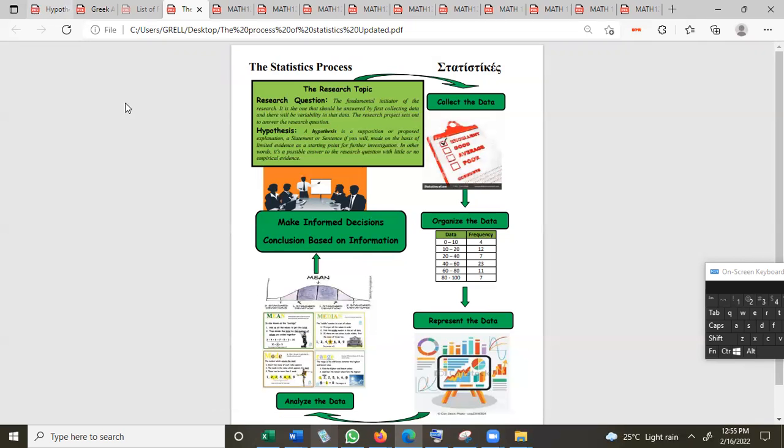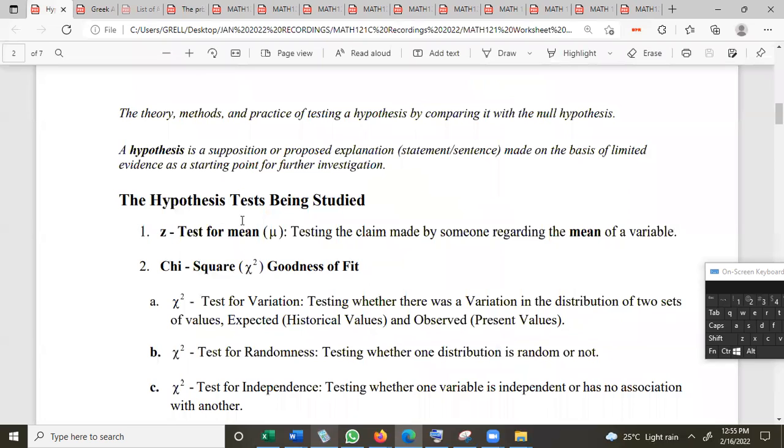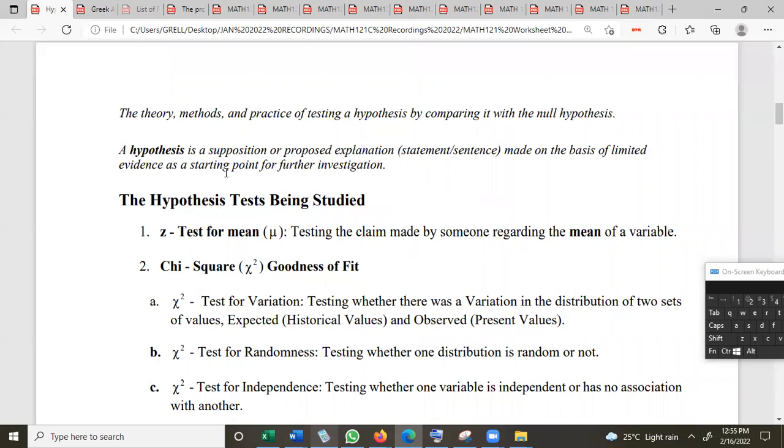So the hypothesis test being studied, or as we say, a hypothesis is a supposition or proposed explanation made on the basis of limited evidence as a starting point for further investigation. So you start the research by making a hypothesis, and you conduct the research to prove or disprove the hypothesis. So the hypothesis test being studied, because there are a lot of hypothesis tests. If you Google it, there are different types of hypothesis tests. But in this course, we are going to study four of them.